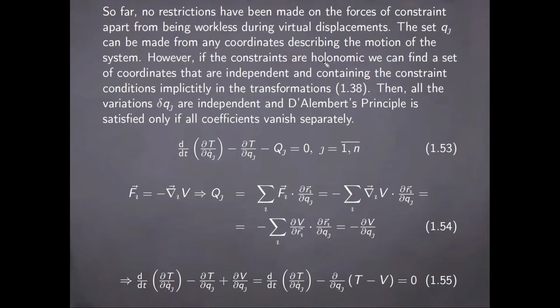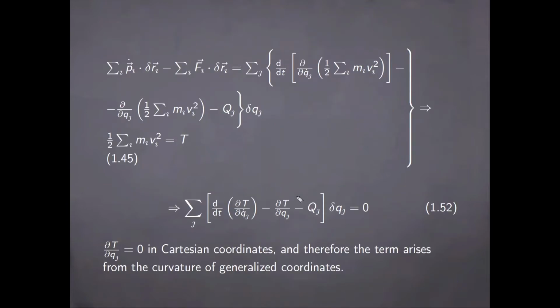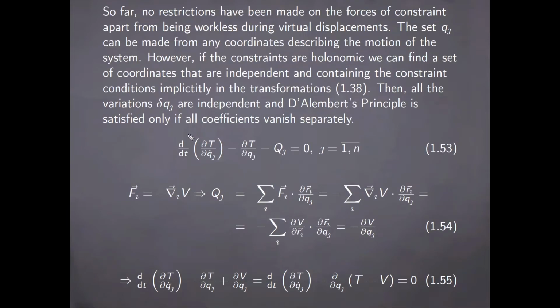However, if the constraints are holonomic, we can find a set of coordinates that are independent and containing the constraint conditions implicitly in the transformations of equation 148. Then, all the variations of the generalized coordinates are independent, and D'Alembert's principle is satisfied only if all coefficients vanish separately. So in the case of holonomic constraints, we can equate all these coefficients to zero independently, and we obtain the general form of the Lagrange equations, which is written here.